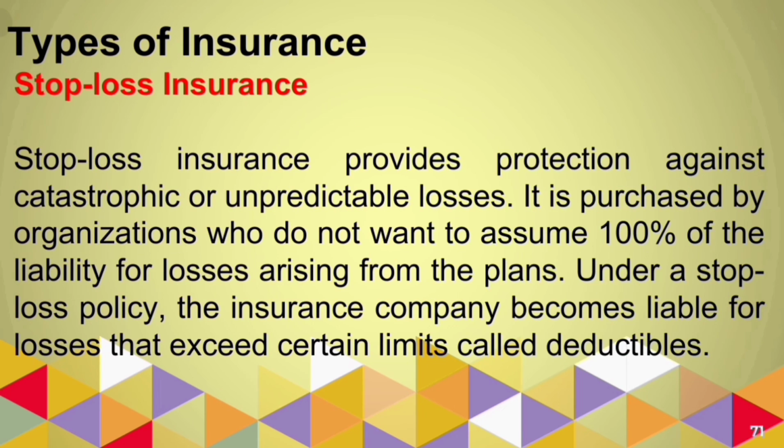Types of insurance. Stop-loss insurance. Stop-loss insurance provides protection against catastrophic or unpredictable losses. It is purchased by organizations who do not want to assume 100% of the liability for losses arising from the plans. Under a stop-loss policy, the insurance company becomes liable for losses that exceed certain limits called deductibles.